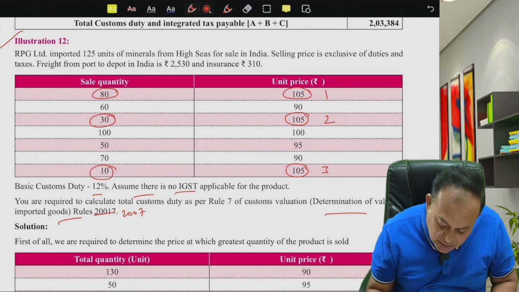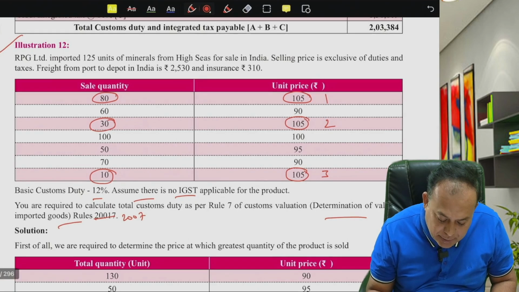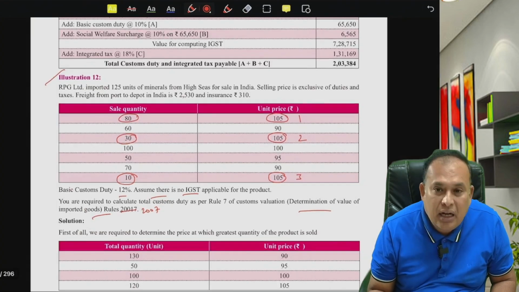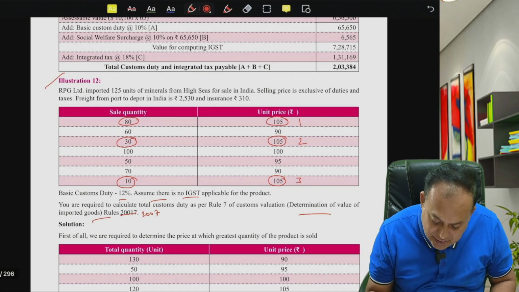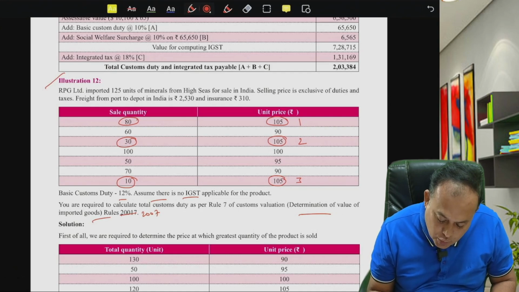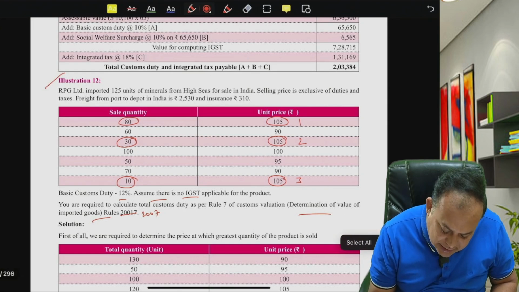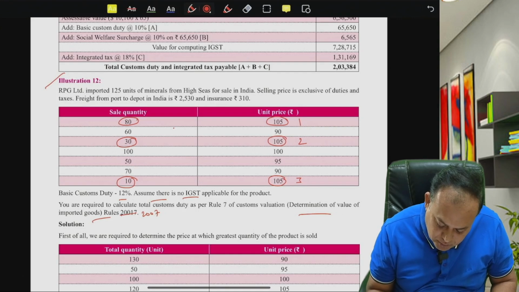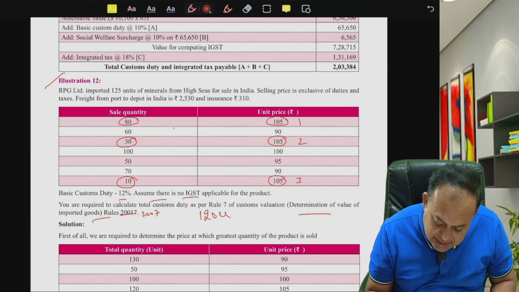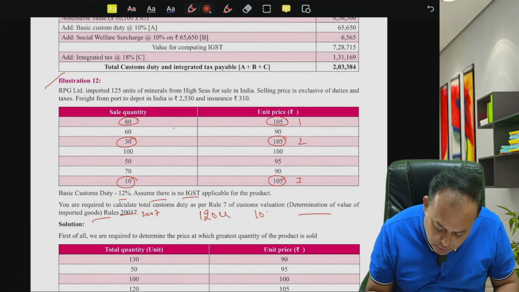I will write here, if space permits, 120 units at a selling price of 105 rupees per unit.